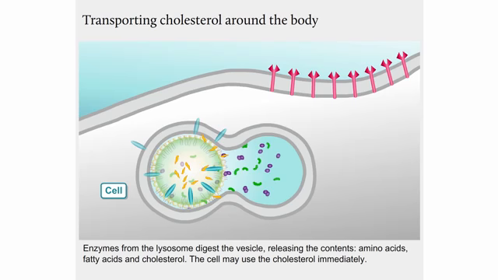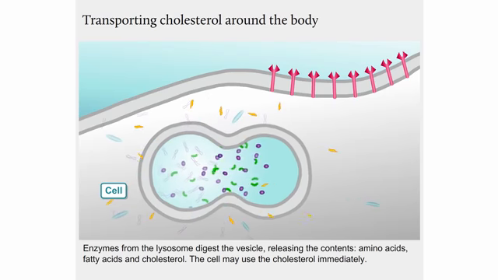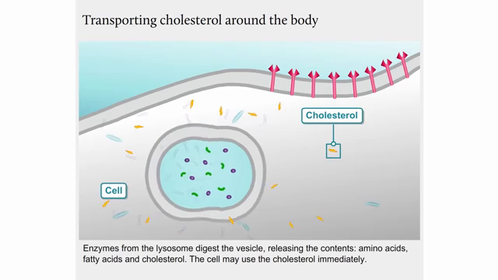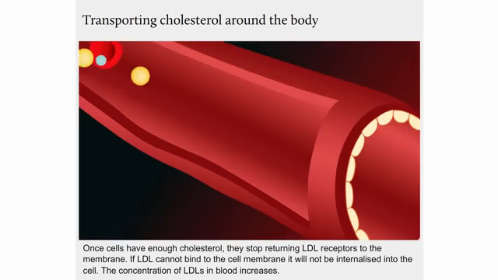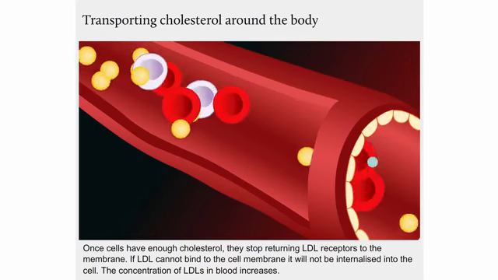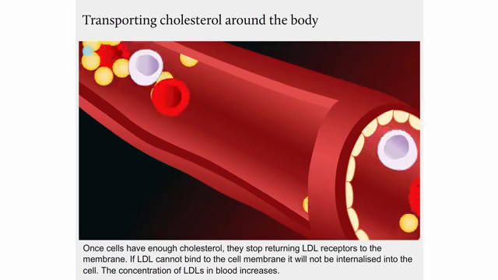Enzymes from the lysosome digest the vesicle, releasing the contents: amino acids, fatty acids, and cholesterol. The cell may use the cholesterol immediately. Once cells have enough cholesterol, they stop returning LDL receptors to the membrane.